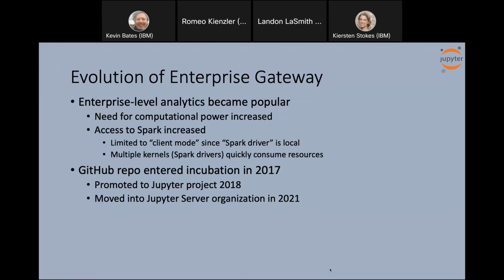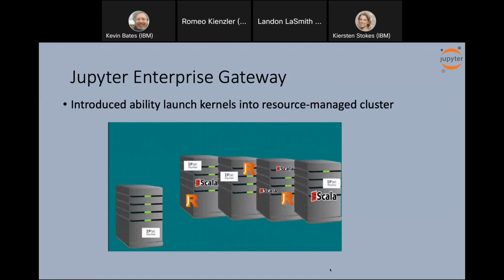So with Enterprise Gateway, we introduced the ability to launch the kernel into the cluster. So now your Spark driver is running on one of the nodes of the cluster, and the node that it's running on is determined by the resource manager, not by Jupyter. And so when we launch a kernel into a cluster, we don't know where it landed. But by using the resource manager API, we can discover its location and then know how to communicate back with it.